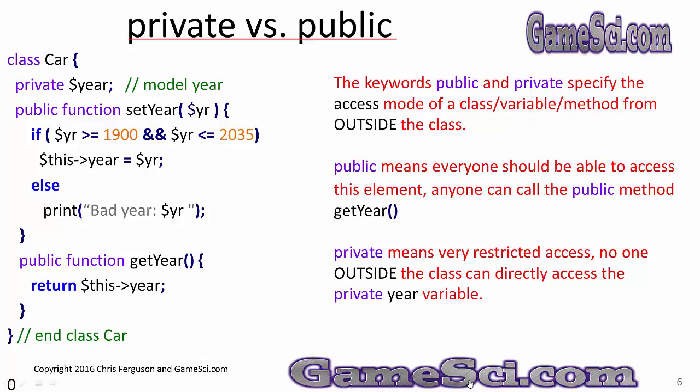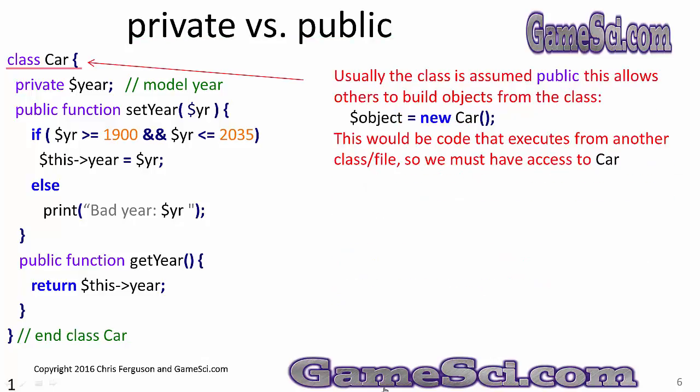This is a PHP 5 feature. Unless you're programming in PHP 5, you won't see the keywords private or public. Usually, the class is assumed to be public. You do not put the keyword public on the class, but it's public. That allows others outside the class to build objects from it.